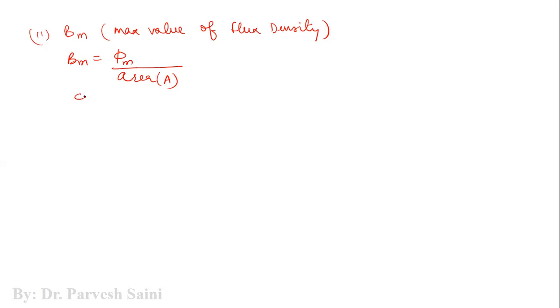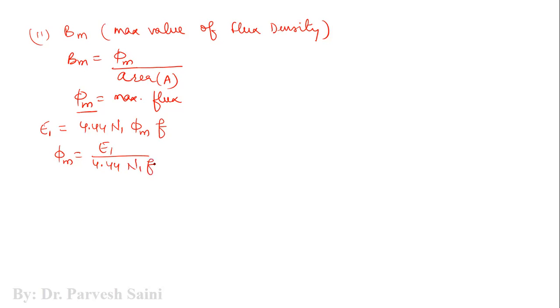So phi m, we know that it is the maximum flux associated with the iron core, and phi m can easily be calculated by using the EMF equation of either of the windings. Now because E2 is unknown to us, we can better use the primary winding EMF equation, right? So E1 is equal to 4.44 N1 phi m f. So the value of phi m will be E1 divided by 4.44 N1 f.